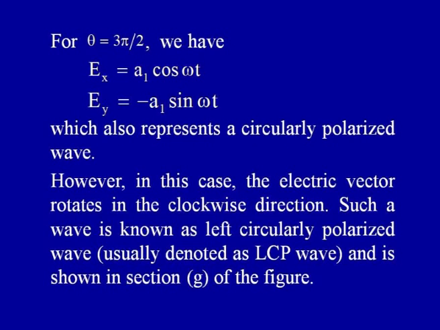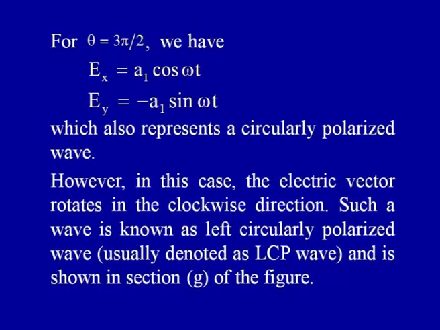For theta equal to 3 pi by 2, now we have Ex equal to A1 cos omega t as before, but now Ey is equal to, with a minus sign, A1 sin omega t. It again represents a circularly polarized wave as before. However, in this case the electric vector rotates in the clockwise direction.